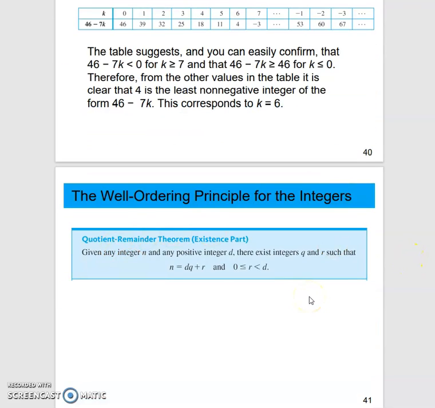And here is our quotient and remainder theorem. We've seen it earlier. This is a variation on our well-ordering principle.